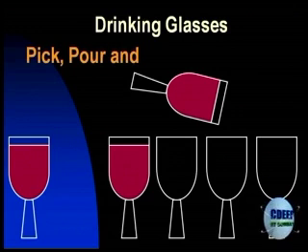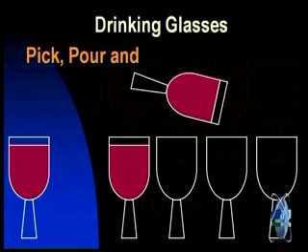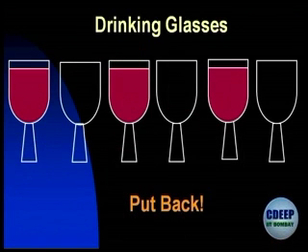And what does happen then? Pick, pour and put back. So you get now alternately glasses filled and empty of the liquid. So that's very good. So what was the basic understanding? That you touch only one glass and are able to get that. Very good. Who is the next one?